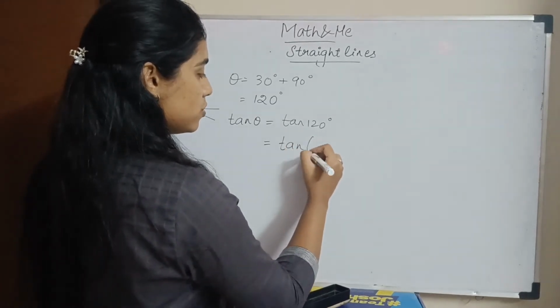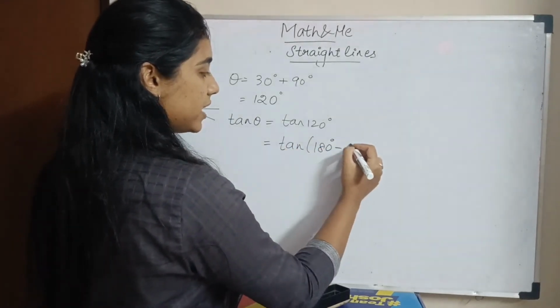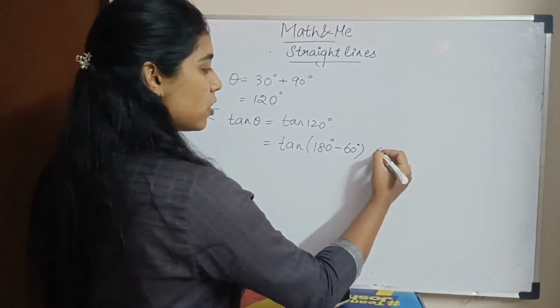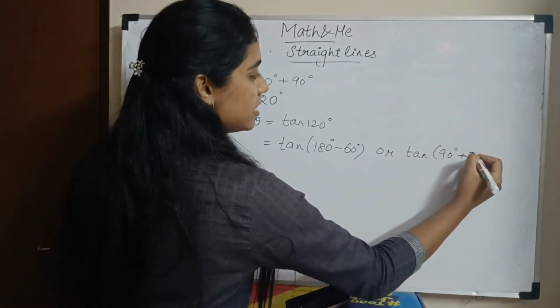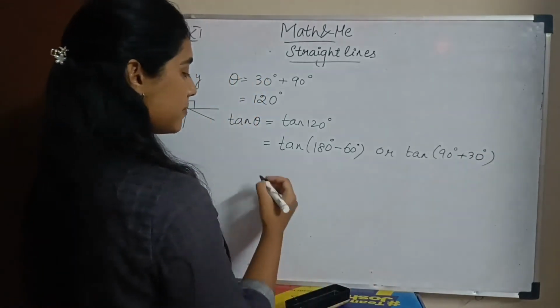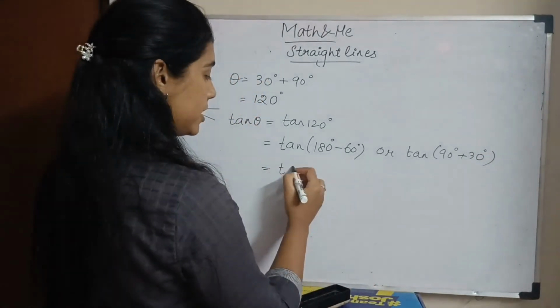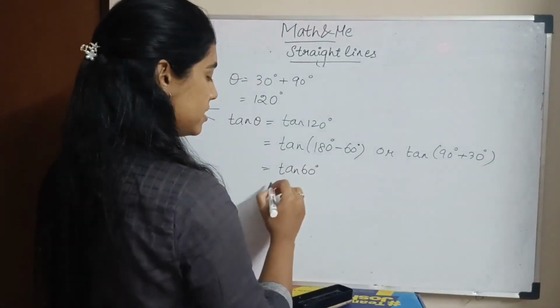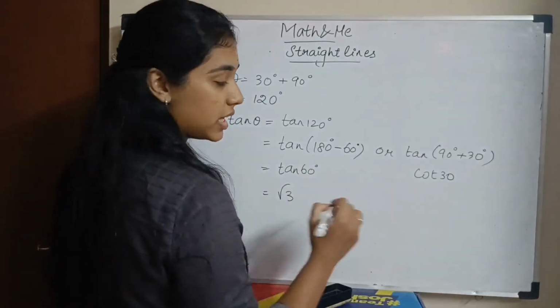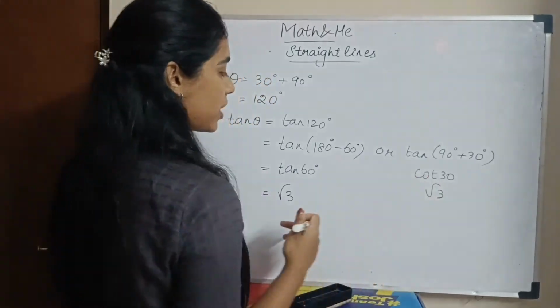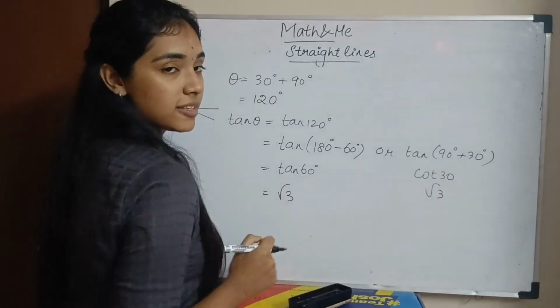How do you find the value of tan 120 degrees? You can either do tan of 180 degrees minus 60 degrees, or you can do tan of 90 degrees plus 30 degrees. So what do you get here? You get tan 60, which is equal to root 3. What do you get here? Cot 30, which is also root 3. So you can either do it in this way or you can do it in this way.